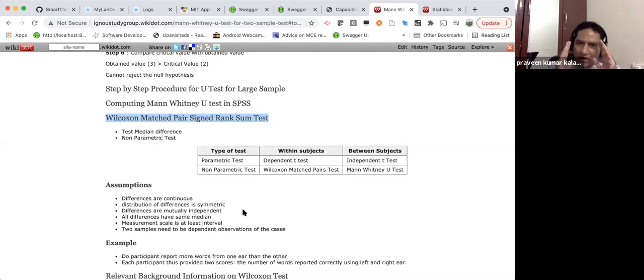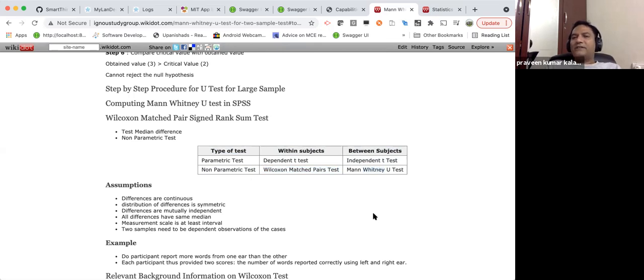This is again a non-parametric test. If you see this particular table, these are the categories. You have parametric test, you have non-parametric test. We are very well versed with these two terminologies. We have within subjects and between subjects. We touched upon this in previous classes, but I'm repeating it because that is exactly what makes this Wilcoxon different from Mann-Whitney.